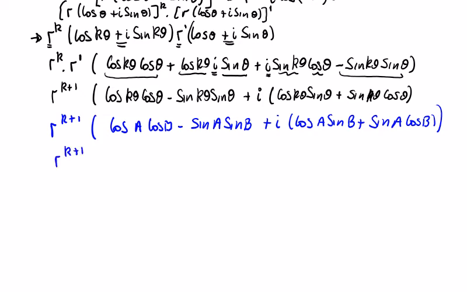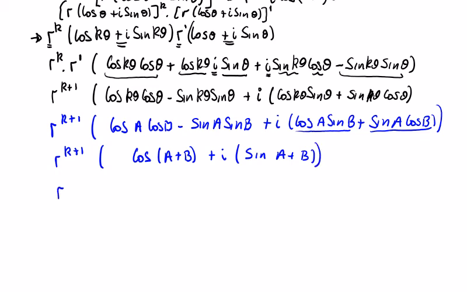So r to the power k plus 1, so write down what cos A cos B minus sin A sin B is: the cos of A plus B, where A is k theta and B is theta, or the other way around, it doesn't really matter. And then plus i times cos A sin B plus sin A cos B. In the tables it's sin A cos B plus cos A sin B. That's going to be the sin of A plus B. So r to the power k plus 1 times the cos of theta plus k theta, the two angles added, plus i times the sin of theta plus k theta.